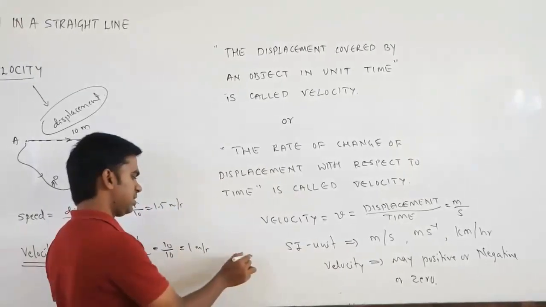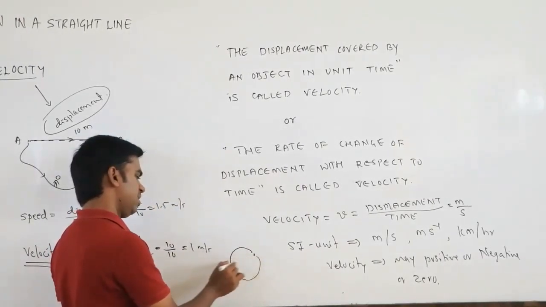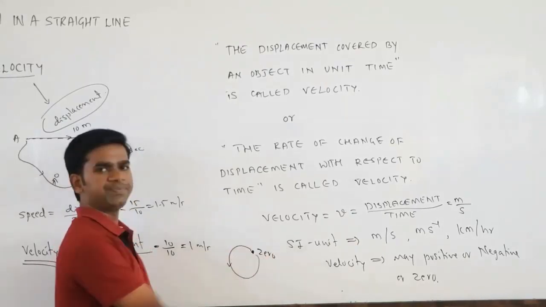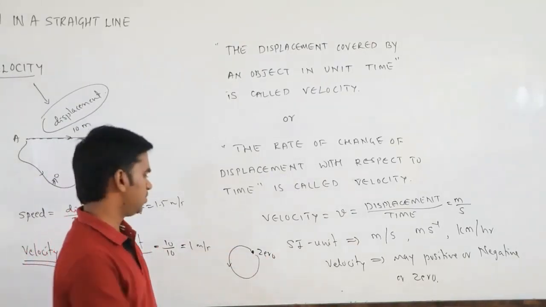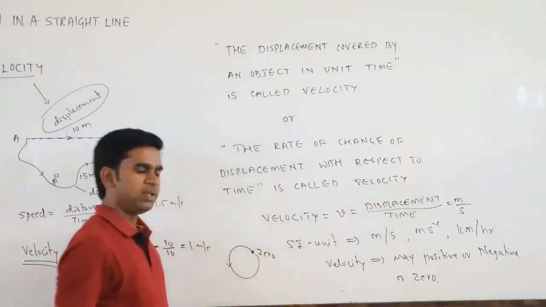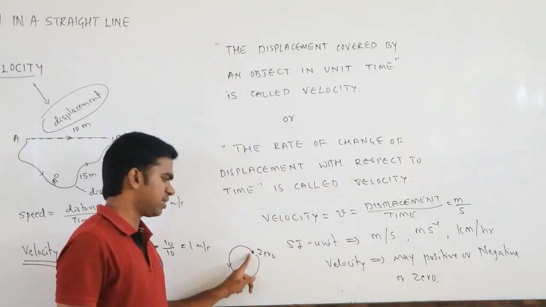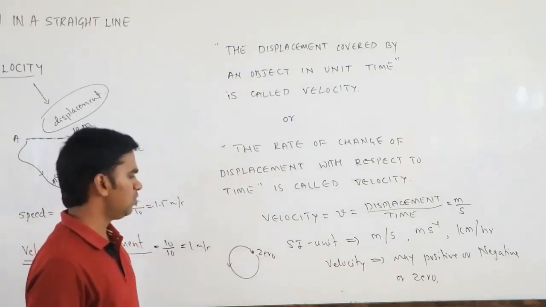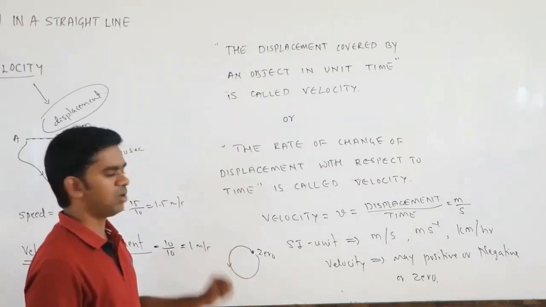If a particle starts from this point and again comes back to the same point, the displacement is going to be zero. Displacement being zero means your velocity will be zero. But speed is not zero because the distance traveled is not zero. So this is what exactly velocity is.